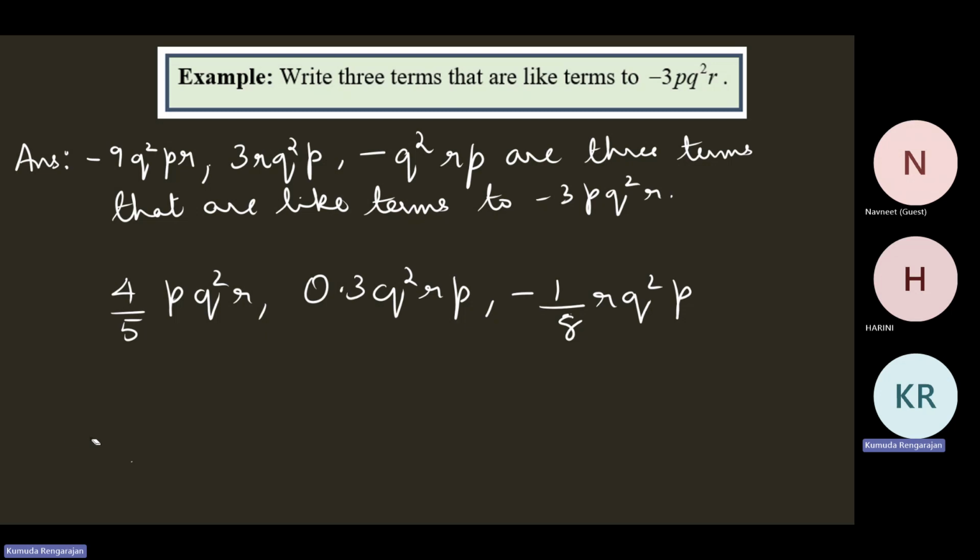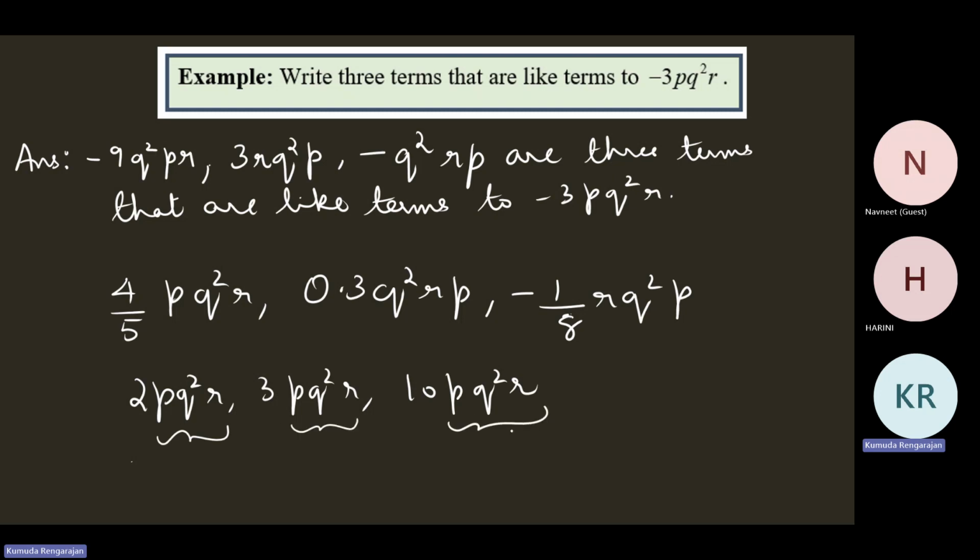And again, it's not that you should always change the order and write. You can write in the same order also. You can write like 2 pq square r, 3 pq square r, 10 pq square r, without changing the order of p, q square and r. You can write the same order, p, q square, r, and different numbers as the coefficient, numerical coefficients. So you write any three.